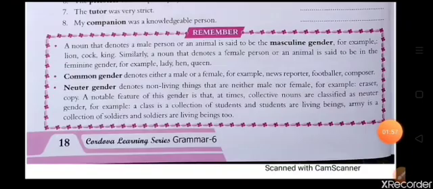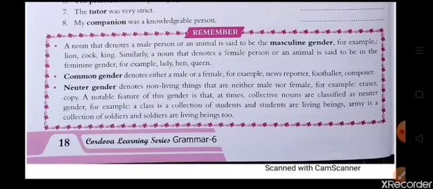Now, things to remember. A noun that denotes a male person or an animal is said to be the masculine gender. For example, lion, cock, king. Similarly, a noun that denotes a female person or an animal is said to be in the feminine gender. For example, lady, hen, queen. And common gender denotes either a male or a female. For example, news reporter, footballer, composer.